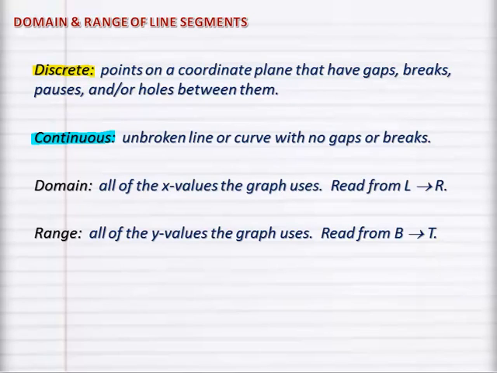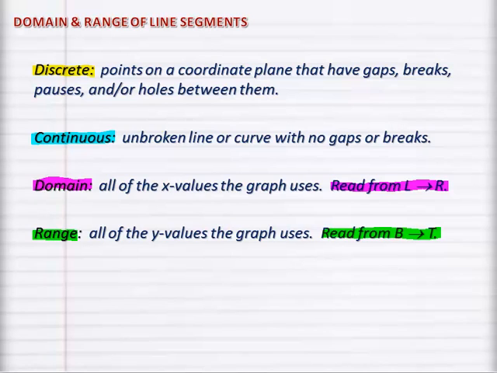Now the next definition is domain. You should be very familiar with that. Domain just means all of the x values that we're going to use on the graph, and you're going to notice that we're going to read these from left to right when we write our domain today. And then the last part is range, and range is all of the y values that the graph uses, and that's going to be read from the bottom of the graph to the top of the graph, and you'll see what I mean as I go through the example.